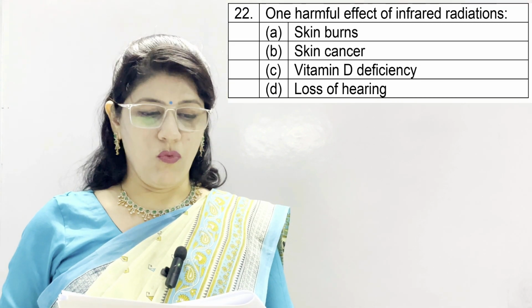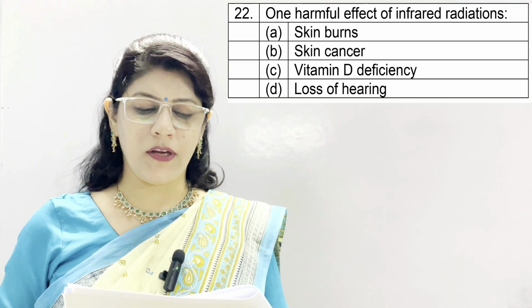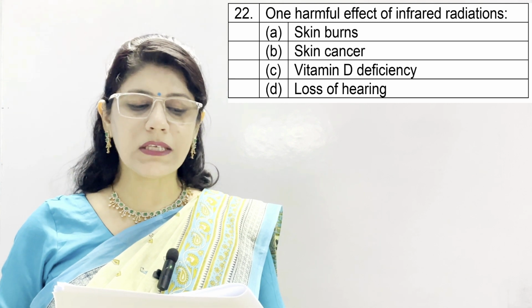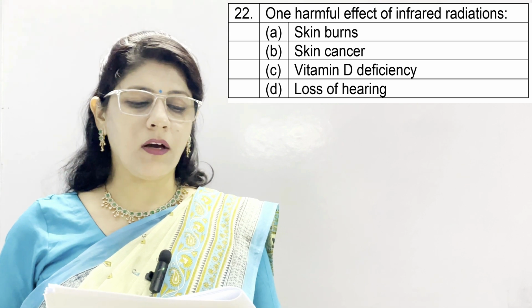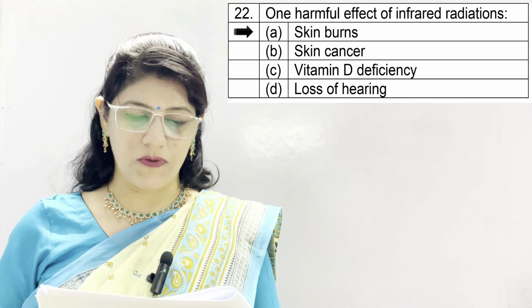Question number 22. One harmful effect of infrared radiations. A. Skin burns, B. Skin cancer, C. Vitamin D deficiency, D. Loss of hearing. And the correct option is A, which is skin burns.